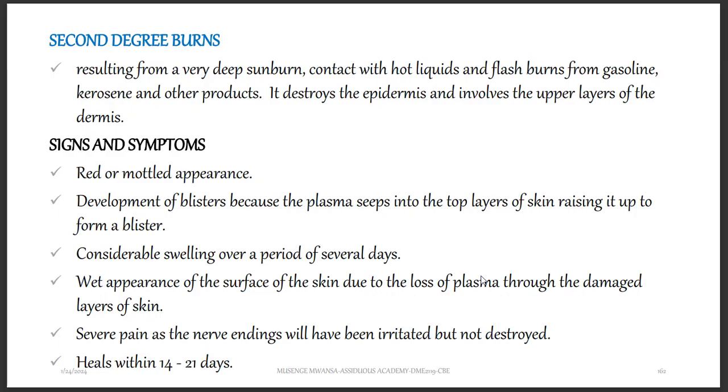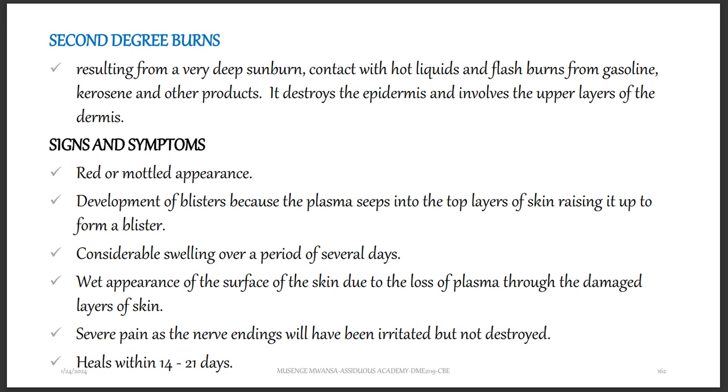All right. So second degree results from a very deep sunburn, contact with hot liquids and flash burns from gasoline, that is the petrol and these other things, kerosene and other products. This one is going to destroy the epidermis and is going to involve the upper layer of the dermis. In other words, then all the 4 or 5 layers of the skin are going to be destroyed. The stratum lucidum, the stratum corneum, the stratum basale, the stratum granulosum, the stratum spinosum, they're also going to be destroyed. And you go also into the dermis.